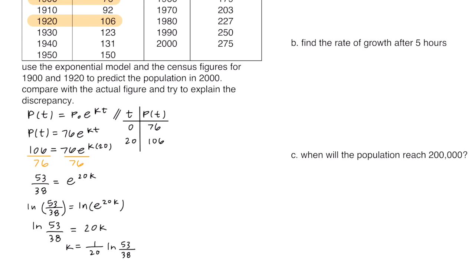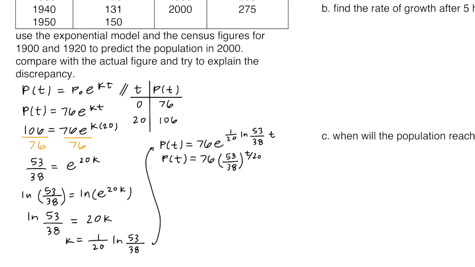Now we're going to take it and plug it into this equation right there. And at this point, we're going to move this t and multiply it to the 1 over 20, so it's going to become t over 20, and then we'll raise it up into the exponent so that the e and the ln can undo each other, and it brings that whole fraction down. So we end up getting that P of t equals 76 times 53 over 38 raised to the t over 20. So now we're going to use this exponential model to predict the population in 2000.